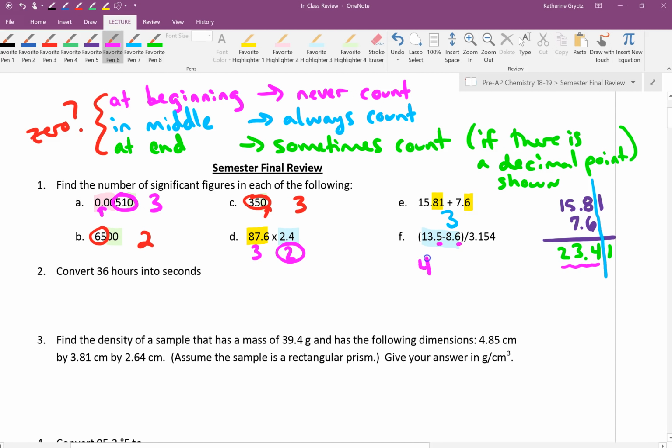So this top is going to evaluate to 4.9, and then we're going to have to divide it by the 3.154. Well, now we're down to division, because we've handled the subtraction, and now we can count total number of sig figs. So this top number has 2, and the bottom number has 4, so we're going to choose the lesser. So the answer is going to end up having 2 significant figures.